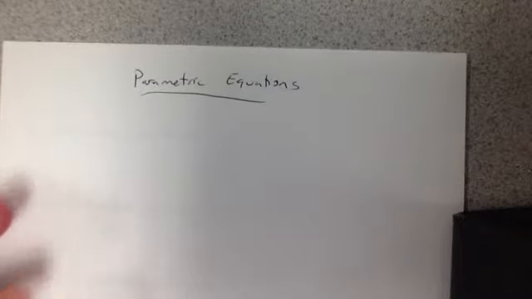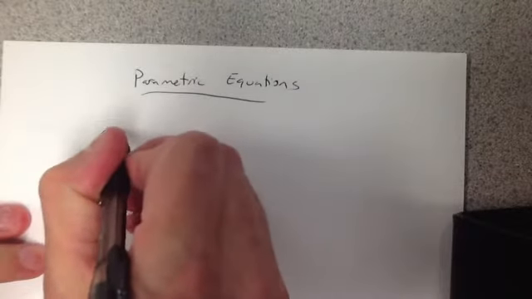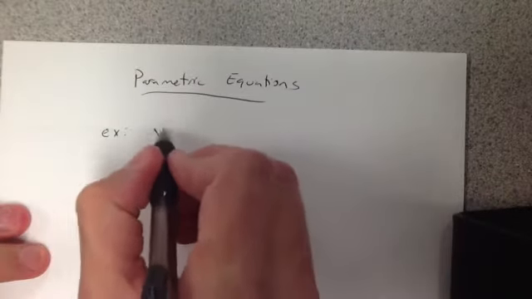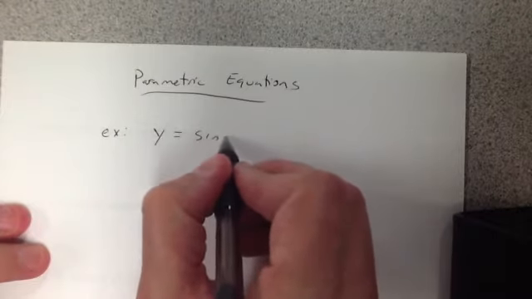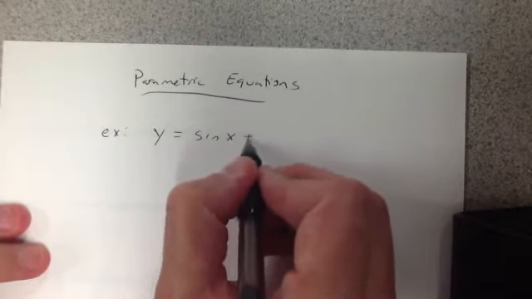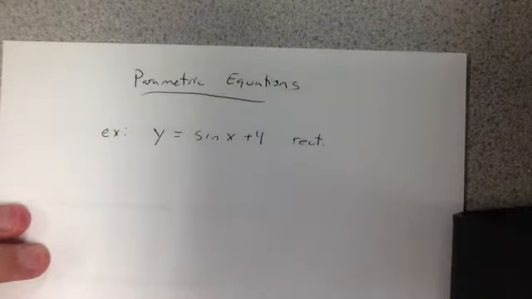Today we're going to continue our discussion of parametric equations. Remember, a parametric equation is just another way we can write a rectangular coordinate. Let's say we have y equals sine of x plus 4. This is our rectangular coordinate.